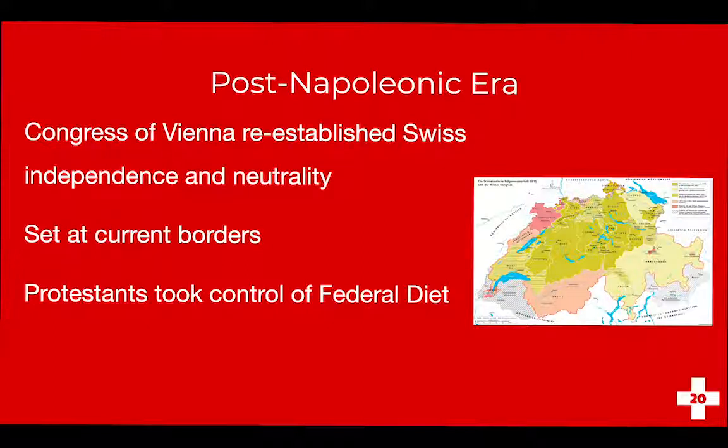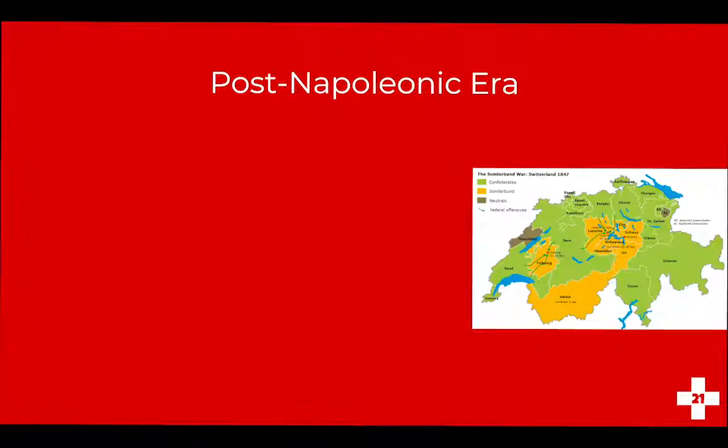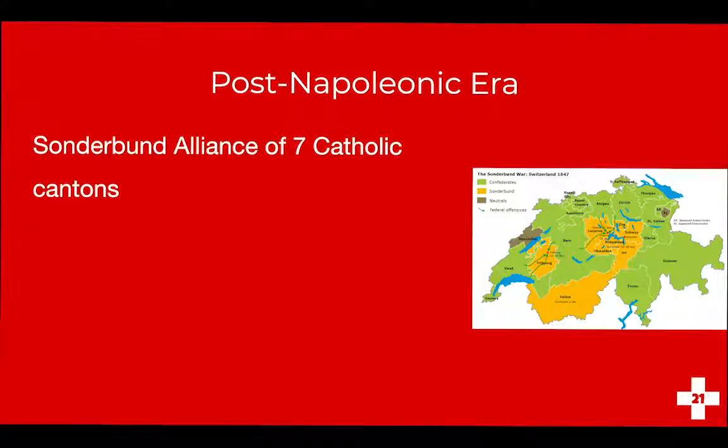Some people really liked it. They're like, wait a second, that was pretty nice. We should maybe try to do that again. And so they engaged in this period of nation building. They proposed a new constitution that would create this closer relationship between the cantons. And the Sonderbund Alliance just wasn't having it.